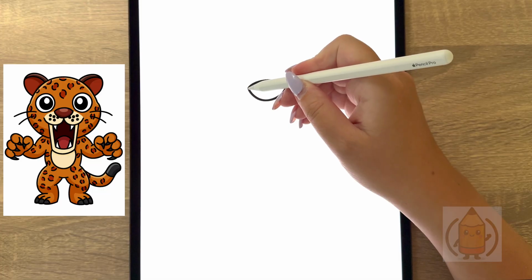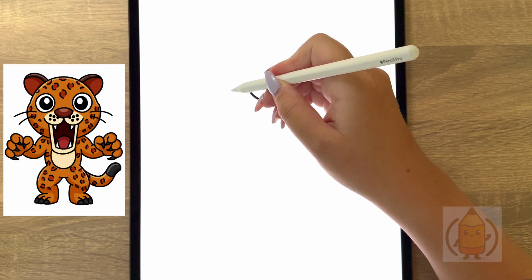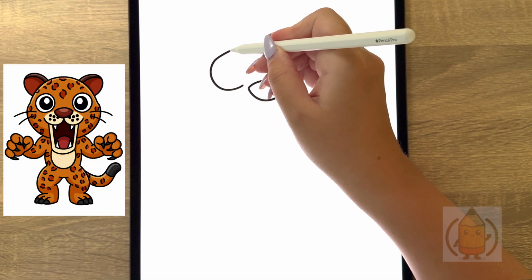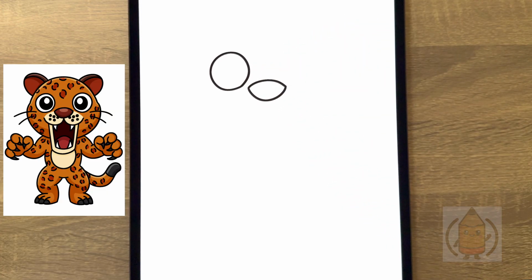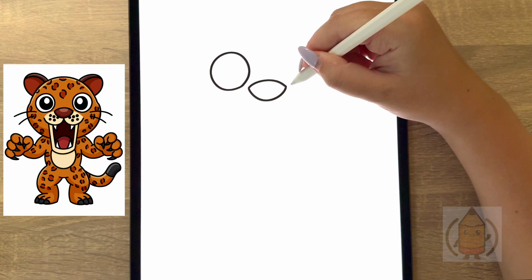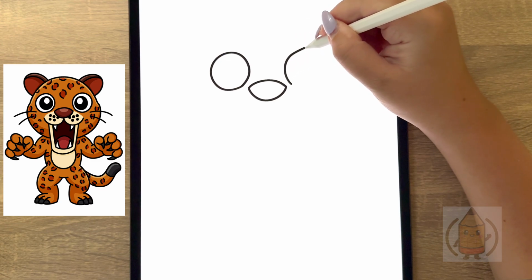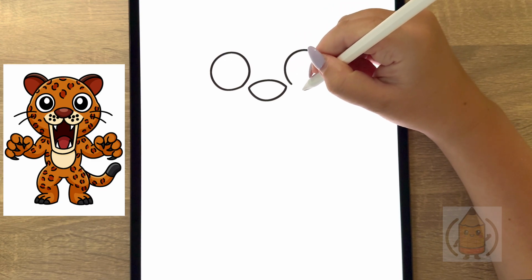Let's come up for the eye now. On a diagonal, we're going to draw in a circle for that left eye. And then we'll come across to the right, and on the right hand side, replicating that, drawing the circle at the same size.